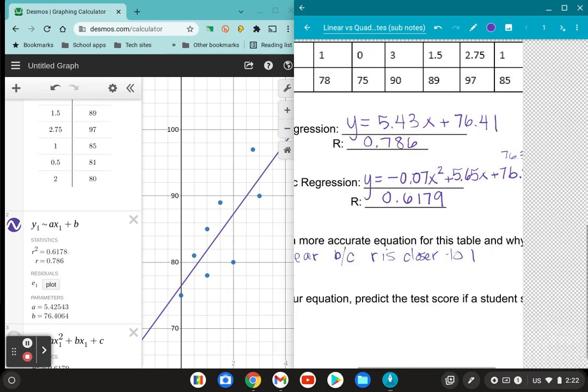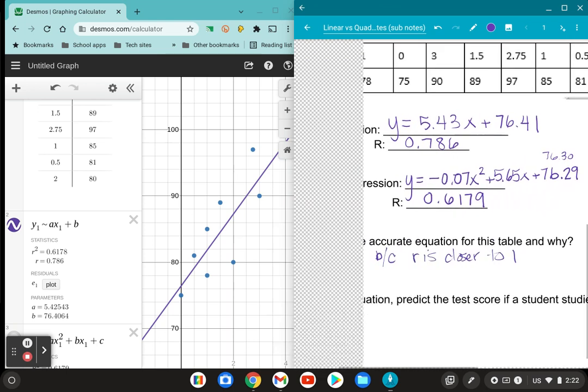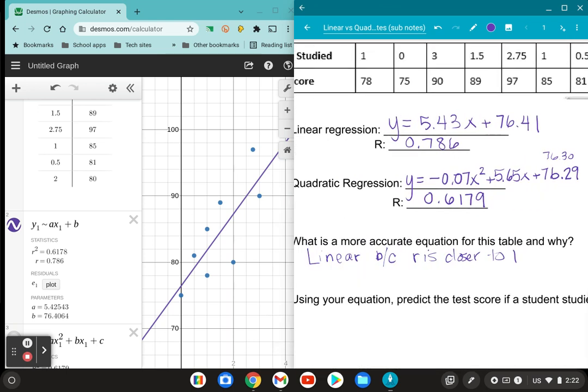And the question is, predict the test score of a student if they study 5 hours. And the 5 hours is going to be your x value. So what we can do, we're just going to plug 5 in for x. And you can just solve it.